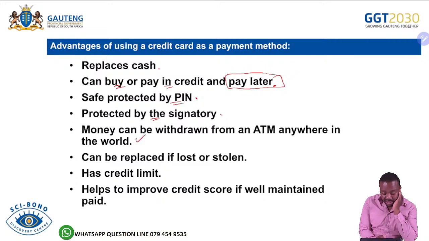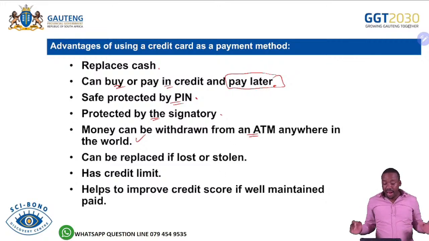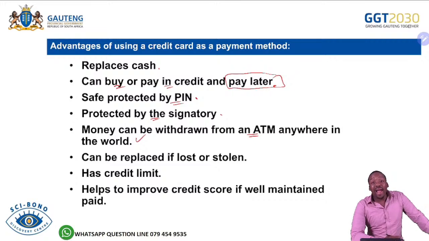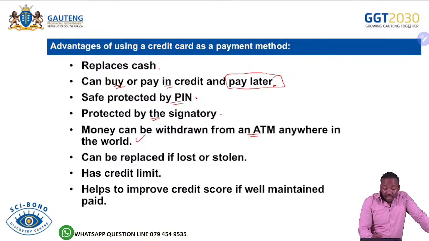So another advantage is that it has multiple functions. You are not just limited to having money in the card, but you can actually withdraw the money from the ATM anywhere in the world. So that's another advantage of using a card. We know things happen. You can get it marked, or you may misplace it, or it can get lost or stolen. So we are saying it can be replaced if lost or stolen. Obviously, you will have to go to the bank to inform them, and then within a week or so, you can get a replacement.